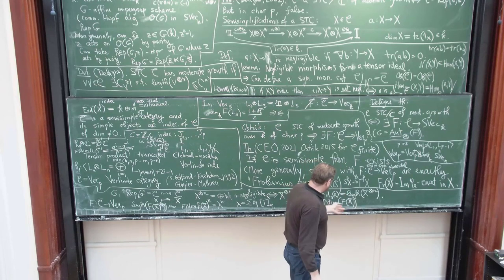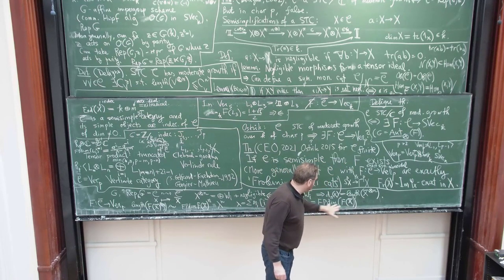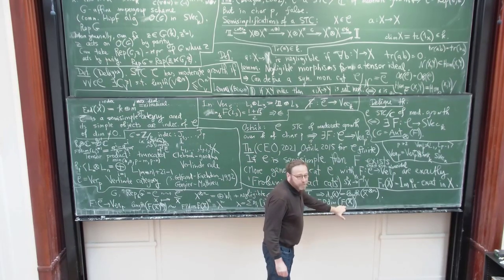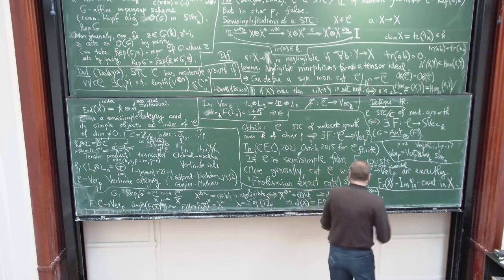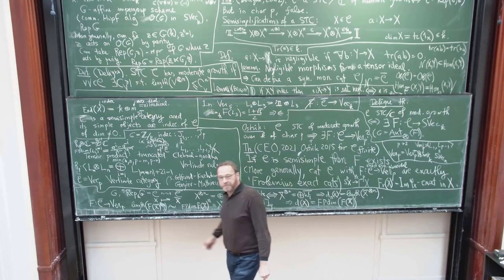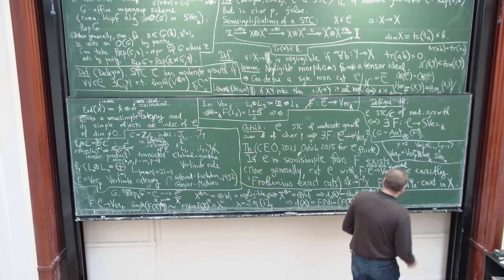And so this shows that it's a ring homomorphism, because this is a ring homomorphism, and F is a monoidal functor. And semi-simplification is also a monoidal functor. And this gives all these corollaries. So I think I should stop. There are other things that you can prove.